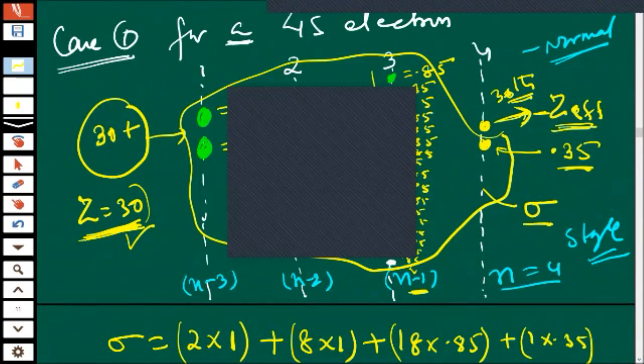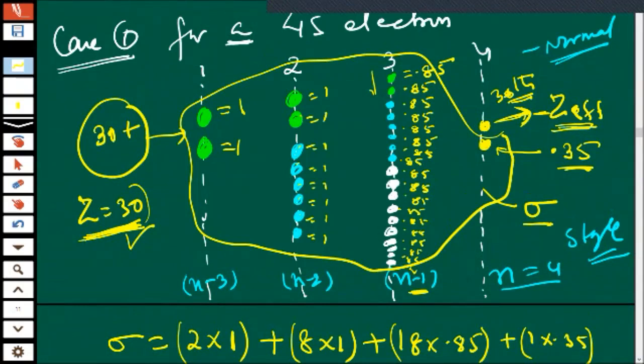Kritika, unmute yourself. Sir, will you please once again explain how we were getting 0.85 and 0.35? Actually, we don't have control over these values. These values were given by Slater.